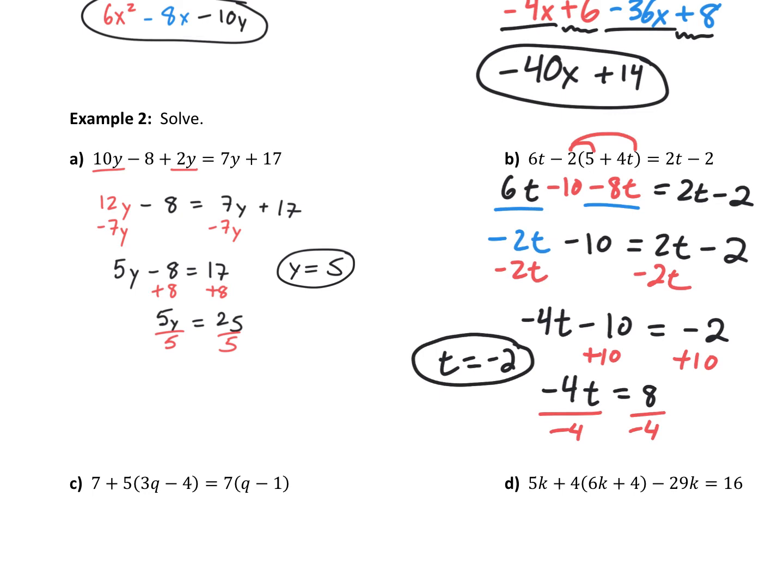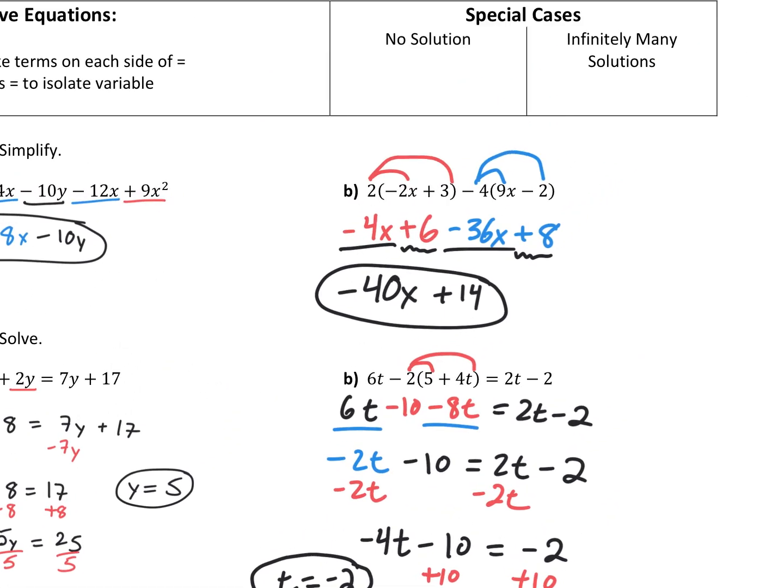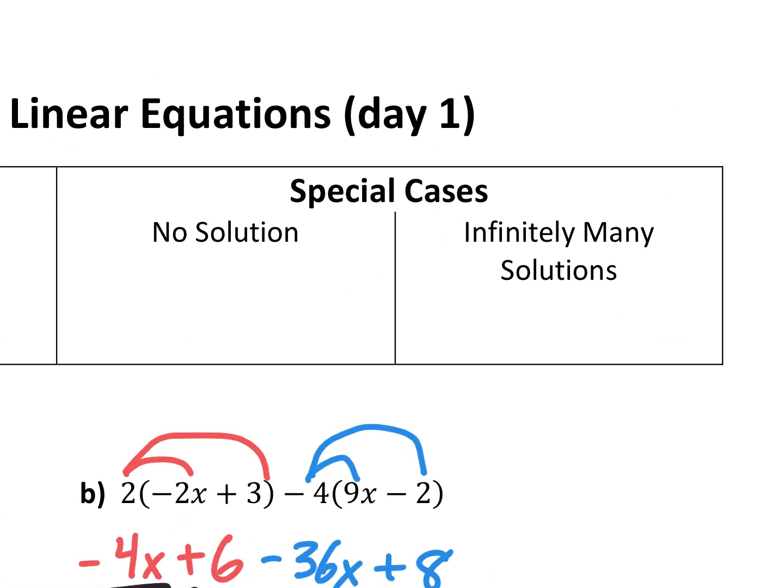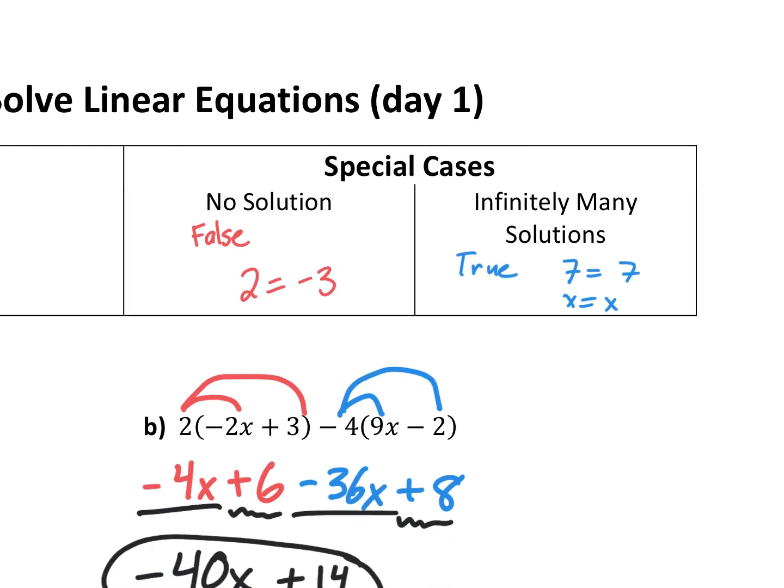We are going to jump up to the top of the page and talk about some special solutions. So you might get an equation that has no solution. That means if you get that one, you are going to have a false statement like this. It'll be something like 2 equals negative 3. It's false. It's not ever true. So it means you have no solutions. Infinitely many solutions, on the other hand, are true statements. So like 7 equals 7 and x equals x.